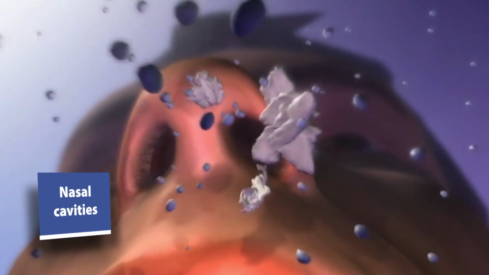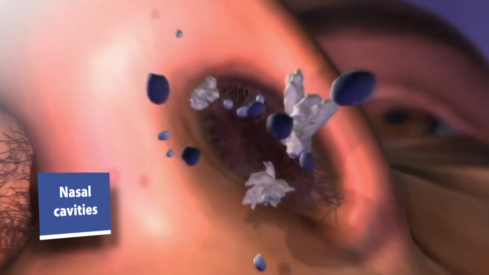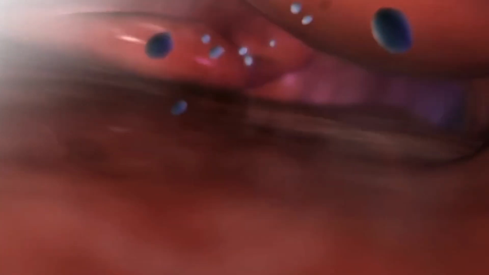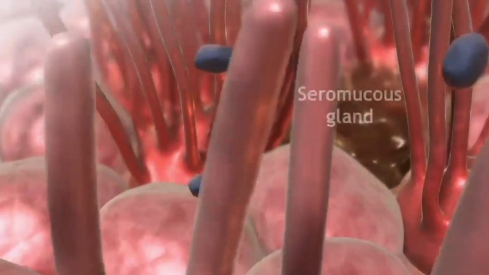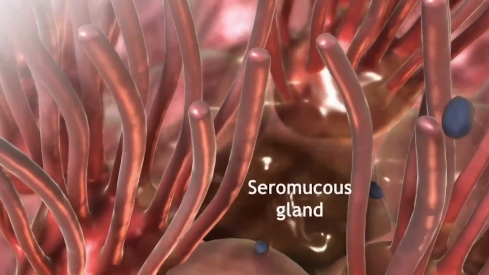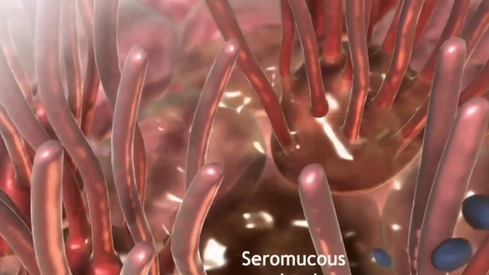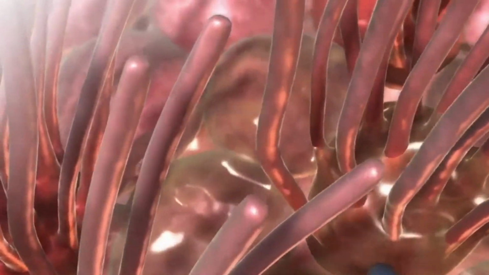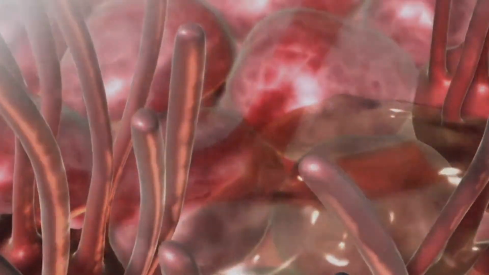Air can enter the upper respiratory tract through the nose or the mouth. Air entering the nose passes through the nostrils and into the nasal cavities. The mucous membrane lining each nasal cavity has mucus-producing glands that trap unwanted particles, and hair-like cells called cilia that sweep the mucus into the pharynx.